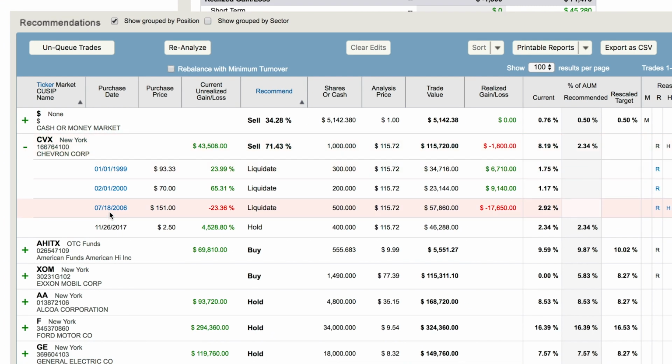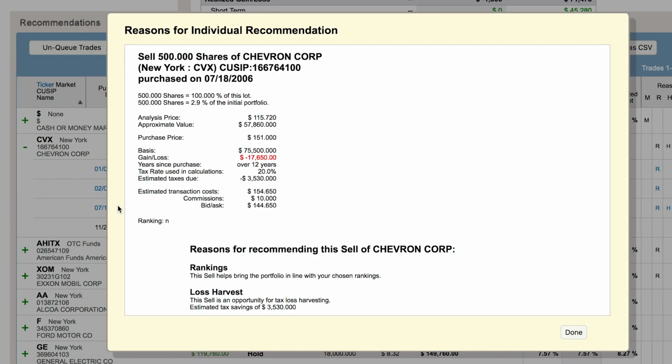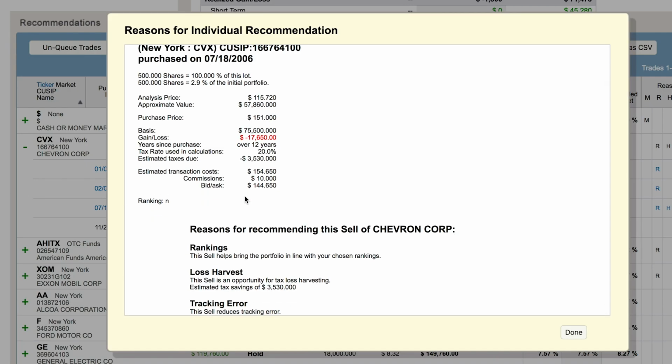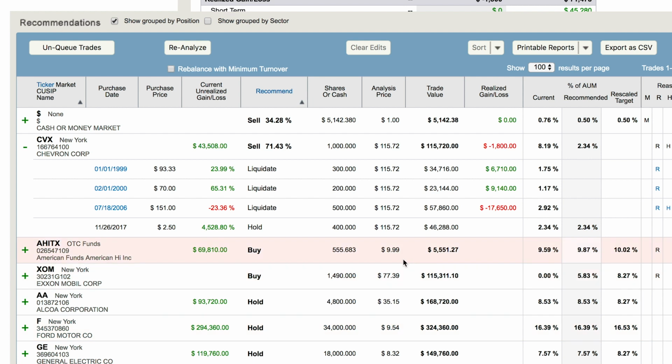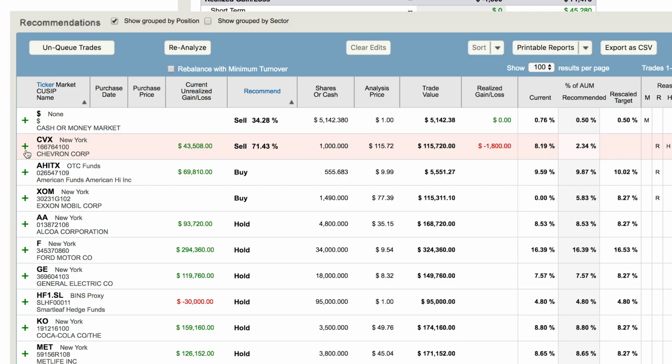If I click on one of the tax lots, it will give me the reasons for recommending the sale of this particular tax lot. We could, if we wanted to, modify any of these trades, but we won't do that now. Instead, let's go back up to this table.